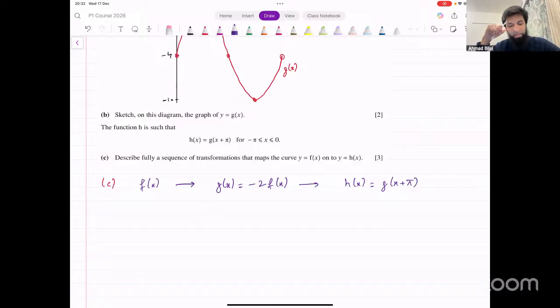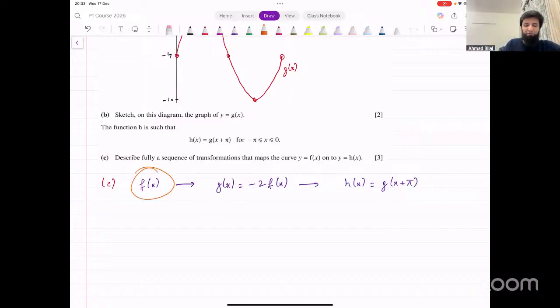They're saying describe fully a sequence of transformations that maps the curve f of x to h of x. So what do we do to f of x to get h of x eventually? What transformations are we going to apply on that? That's the question.